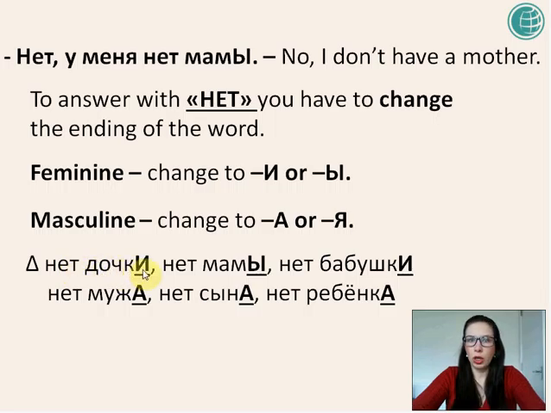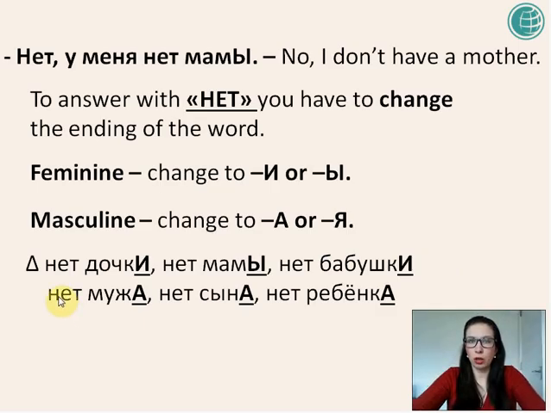Нет дочки. There is no daughter. Дочка, it's a feminine noun. You have to change to и. Нет дочки. Нет мамы. There is no mother. Нет бабушки. Because бабушка, мама, дочка are all feminine words. Just don't focus too much on why sometimes it's ы, sometimes it's и. They are almost similar sounds. Дочки, мамы, бабушки. So just don't focus on it.